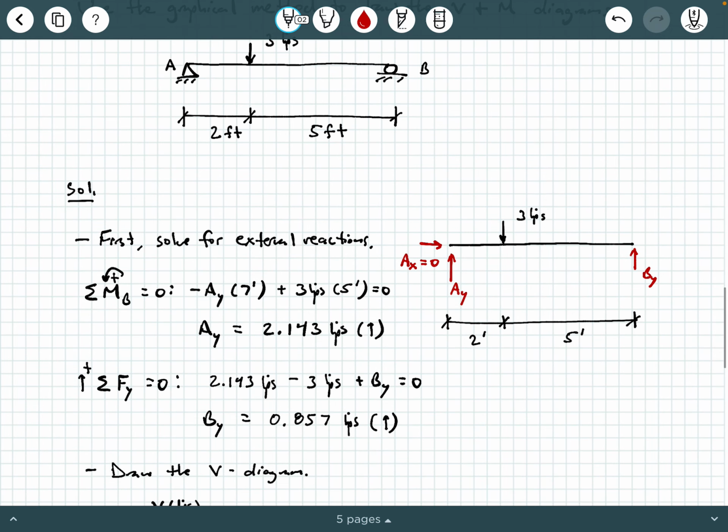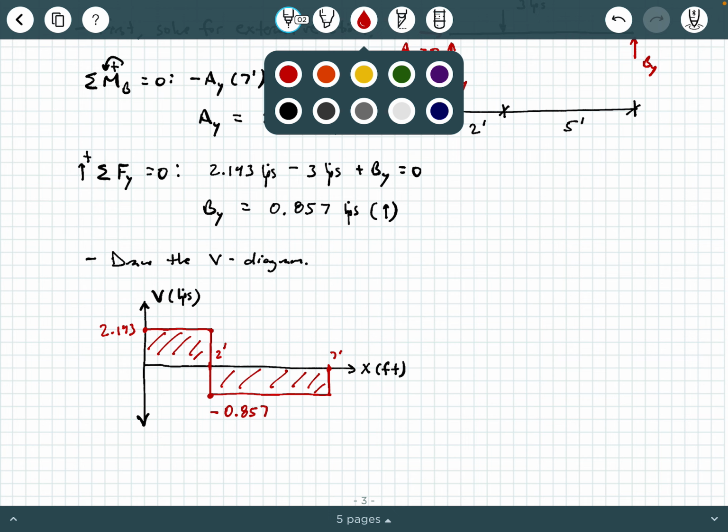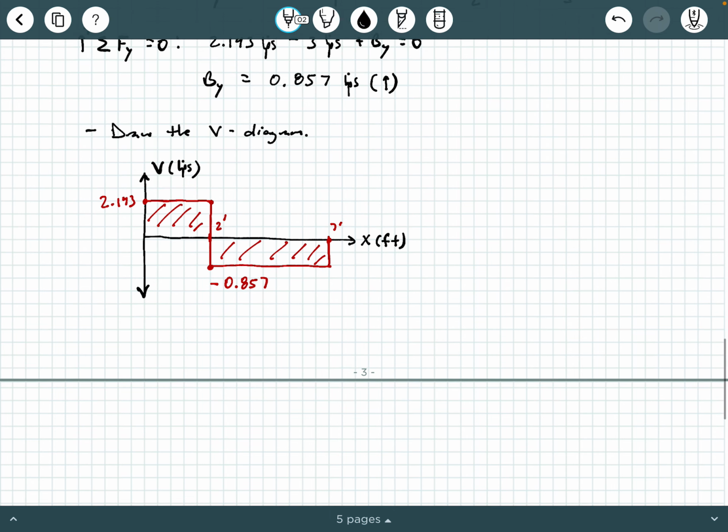That is going to be a total of 7 feet, right? Because of the 2 plus 5 feet. And so we like to shade this in. So that is our shear force diagram. Now, what do we do to generate the moment diagram? Well, we're going to make a note here.